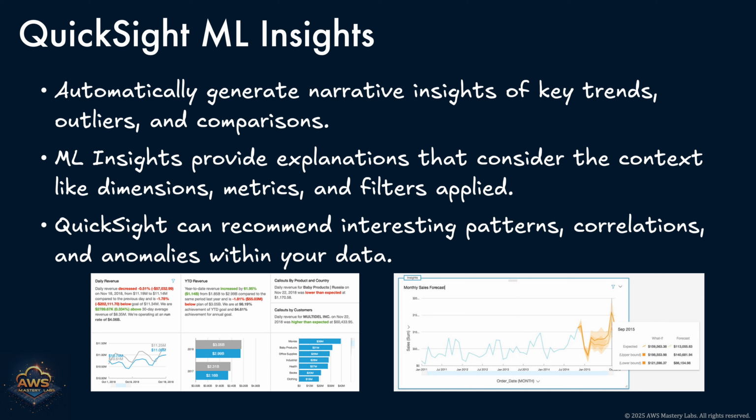Another powerful feature is narrative insights, also known as auto-narratives. These are dynamically generated text summaries that accompany your visuals, explaining trends, highlighting key changes, and surfacing important comparisons. And finally, context-aware explanations ensure that all ML-generated insights are relevant to the filters, dimensions, and metrics currently being viewed. This contextual intelligence ensures that users always get meaningful, targeted observations that align with what they're looking at.